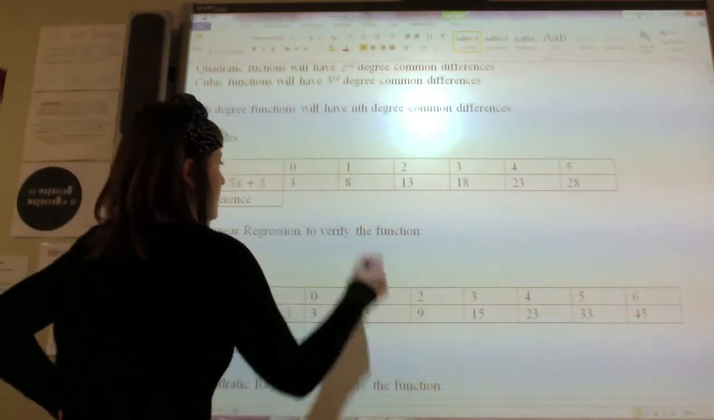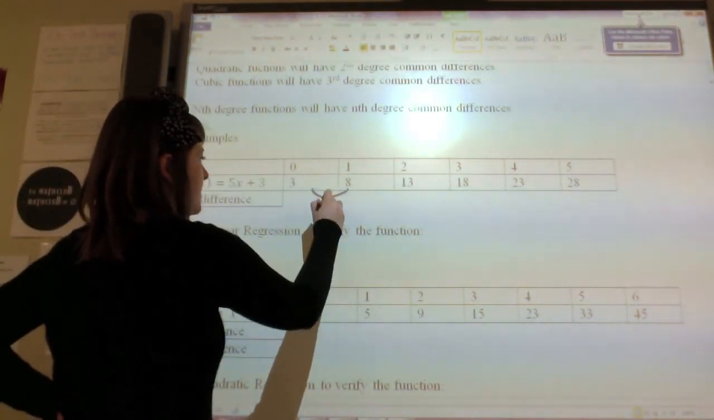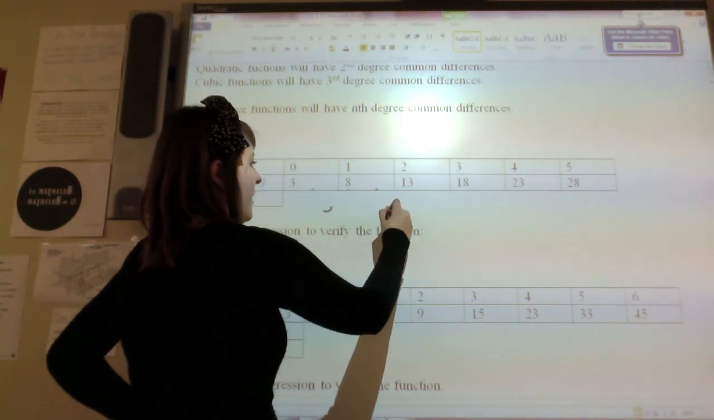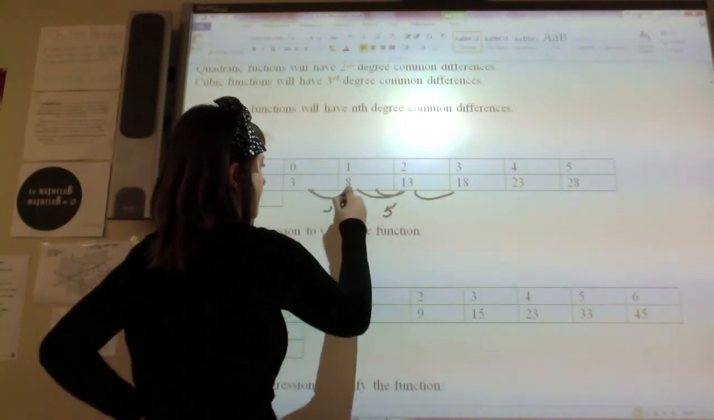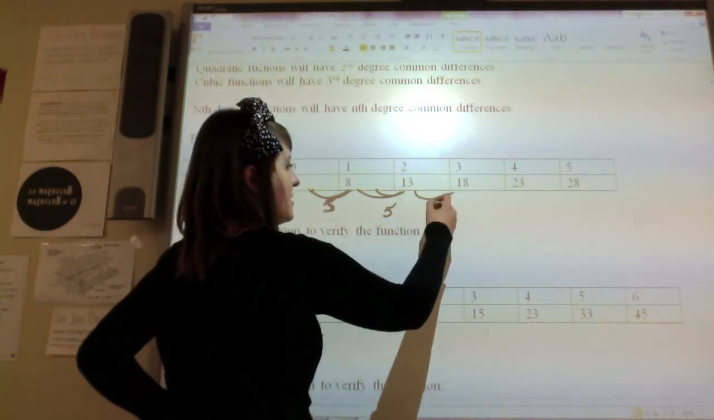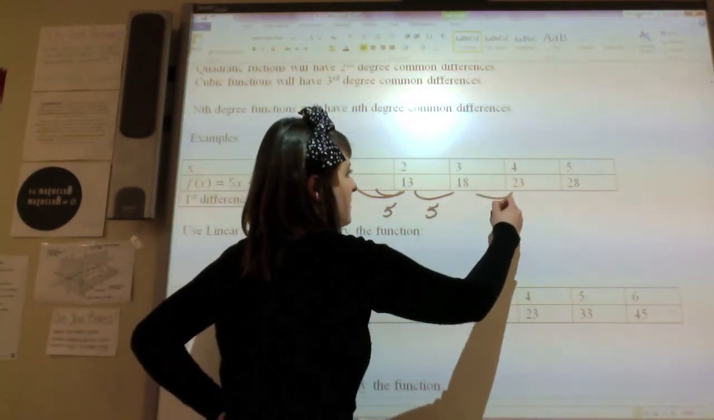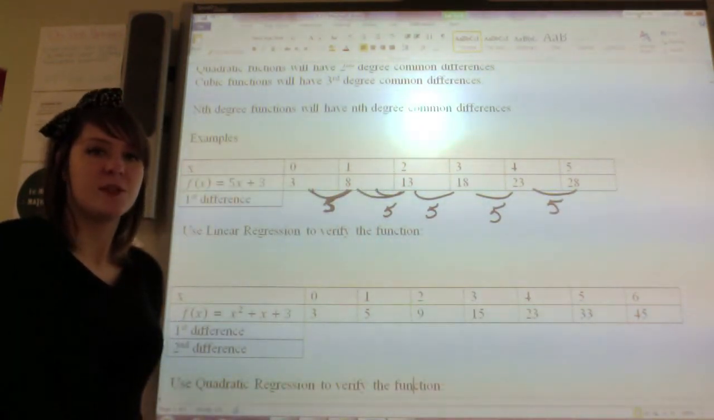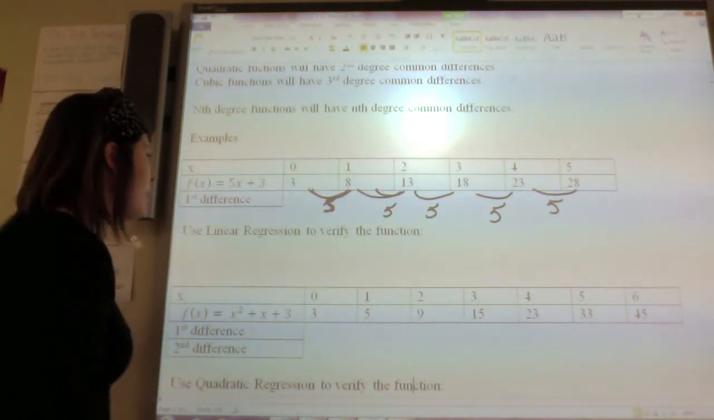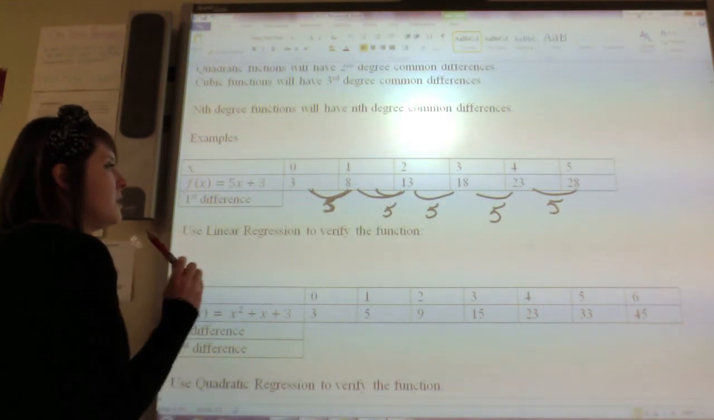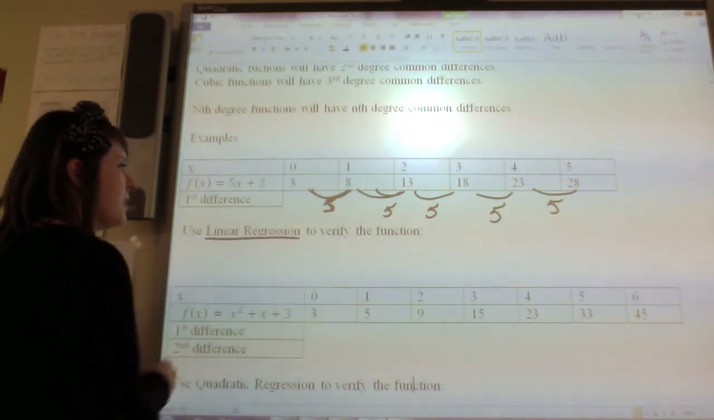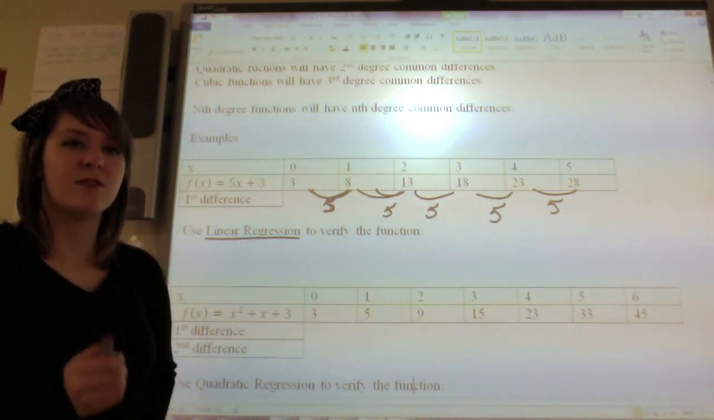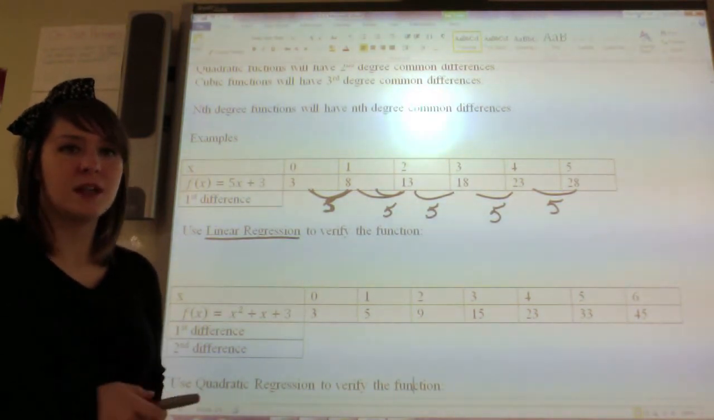So what I'm going to do is go through here and just subtract these. 8 minus 3 is 5, 13 minus 8 is 5, 18 minus 13 is 5, 23 minus 18 is 5, and 28 minus 23 is 5. So what you notice is that I have a common difference, and my common difference is 5. So what I can do is use that to find a linear regression. The only reason I care that that difference is 5 is because I know that I have a first degree difference. So that means that I have a linear equation.